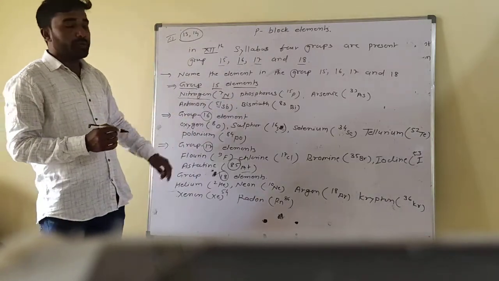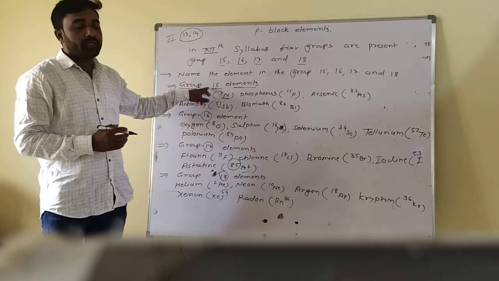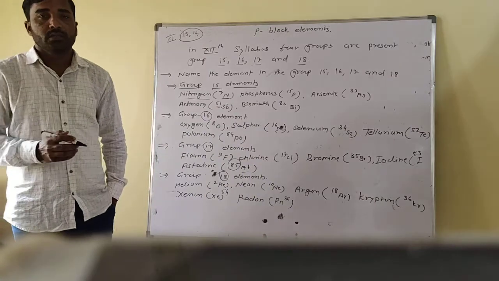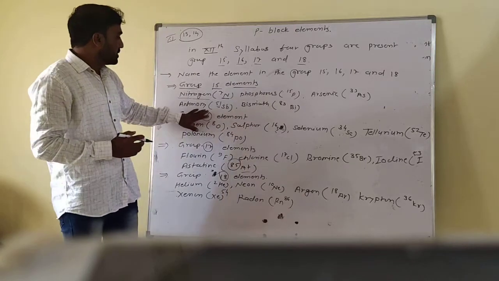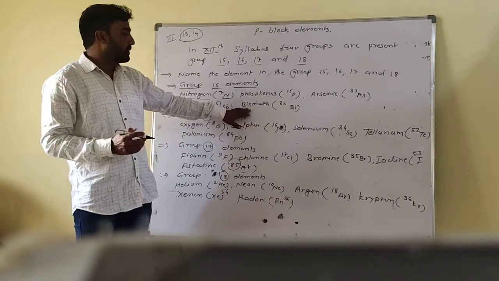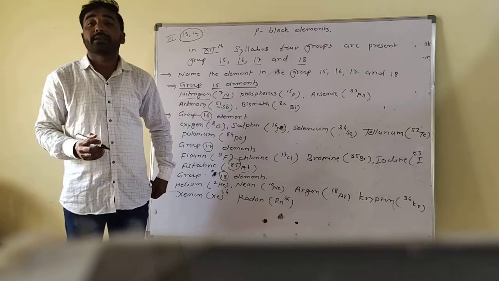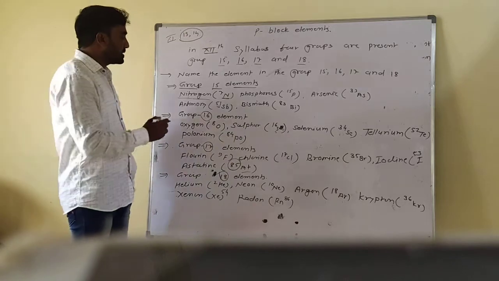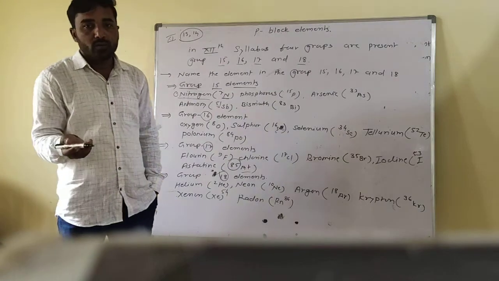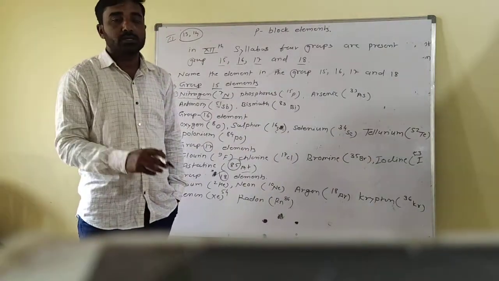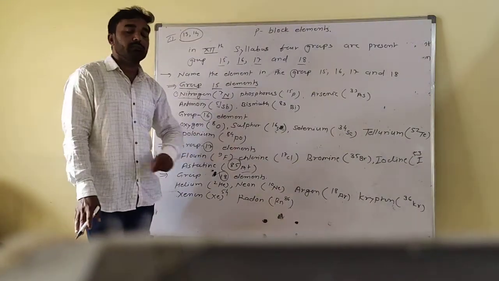The first element of group 15 is nitrogen, second is phosphorus, third is arsenic, fourth is antimony and fifth is bismuth. The first element, nitrogen, has symbol N and atomic number 7. It is more electronegative, small in size and has no d orbital. Due to these properties, nitrogen forms multiple bonds.